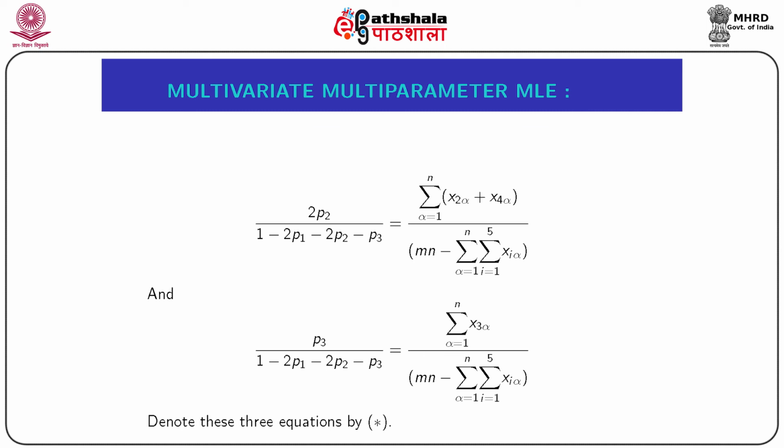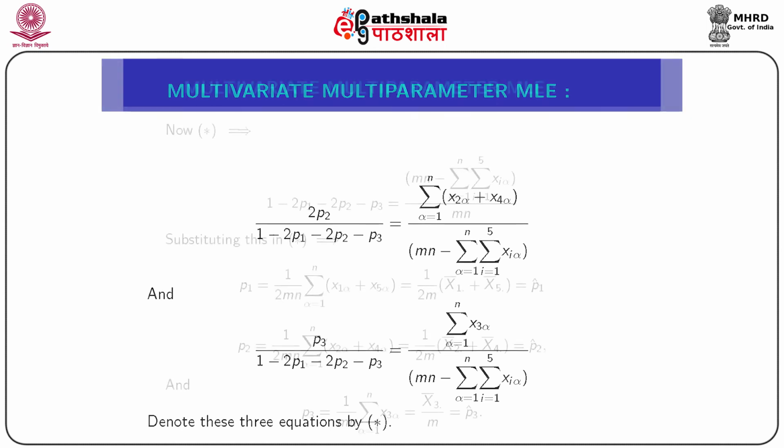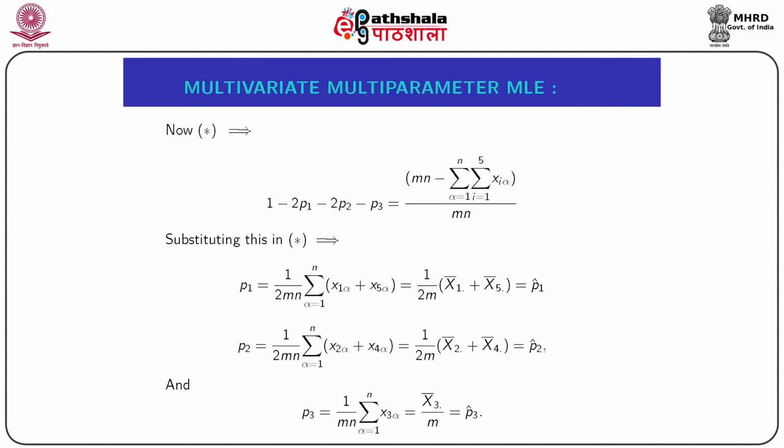Now denote all these three equations by star. So star implies 1 minus 2p1 minus 2p2 minus p3 equals (mn minus double summation xi alpha) by mn. Now, substituting this expression in star, we get p1 equal to summation (x1 alpha plus x5 alpha) divided by 2mn, which is equal to (x1 dot bar plus x5 dot bar) divided by twice m, and is denoted by say p1 hat. Similarly, we get p2 hat and p3 hat.